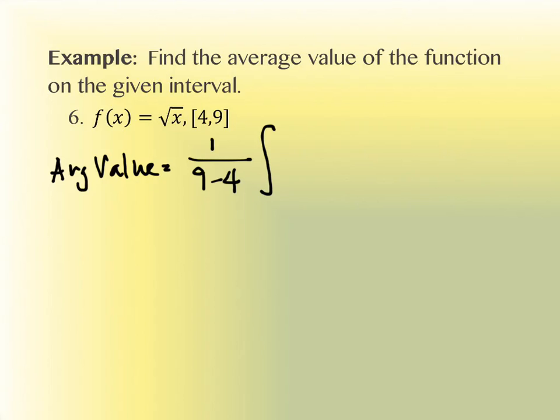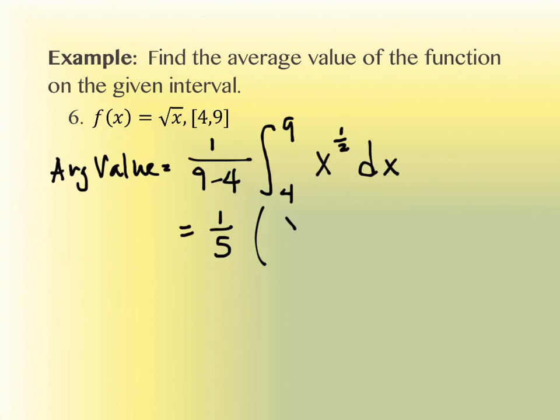So we'll have 1/5 in front. The integral will go from 4 to 9. While I can write the square root of x, I can also write it as x to the 1/2, which is a little bit more helpful. So this is 1/5 in front. What is the antiderivative of x to the 1/2?